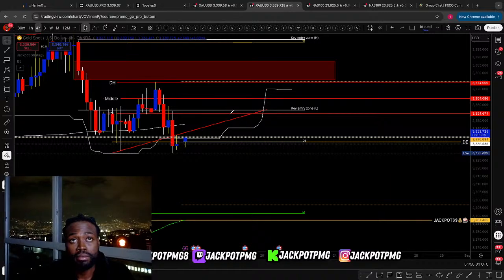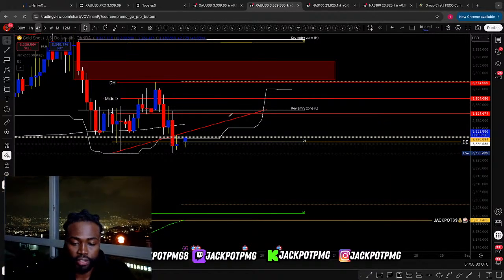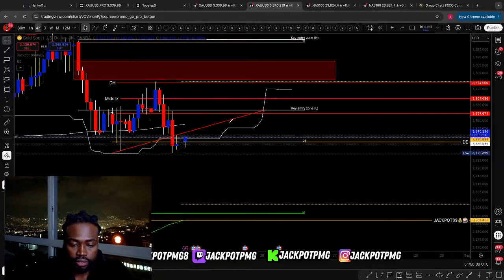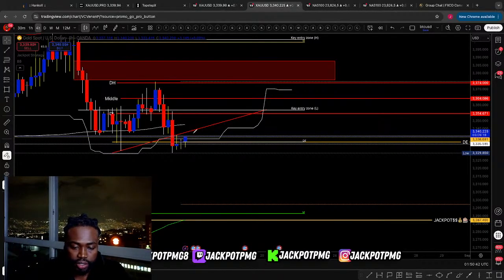0.10, 600 profit. Okay? 10 standard, 60K. 5 standard, 30K. That's the math on this.